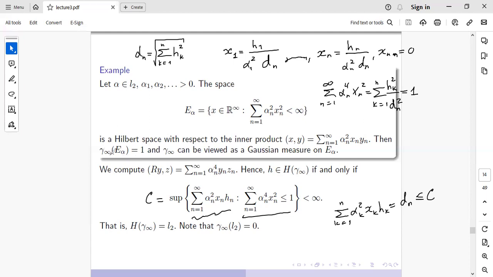So what we did: we first defined the measure gamma infinity on the space of all sequences. Then we showed that it is concentrated on some Hilbert space of sequences, and found its Cameron-Martin space, which is actually L2. And it is an interesting fact that the measure gamma infinity of L2 is equal to 0, because the sum of squares of independent identically distributed random variables cannot converge. So later we will see that this space is very important for the measure. However, the measure of this space is 0.